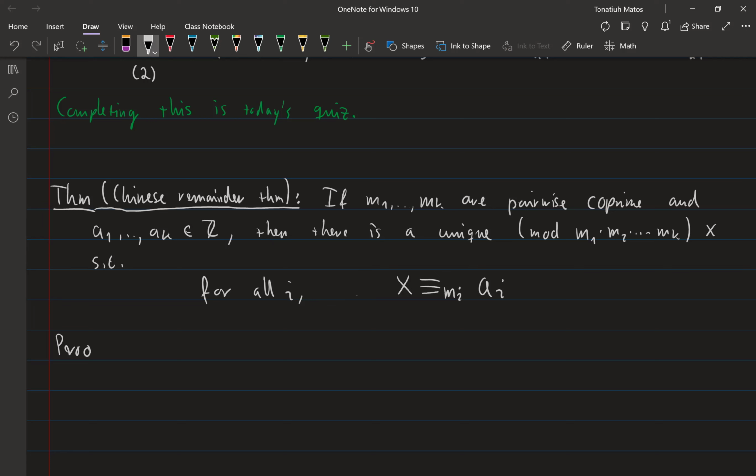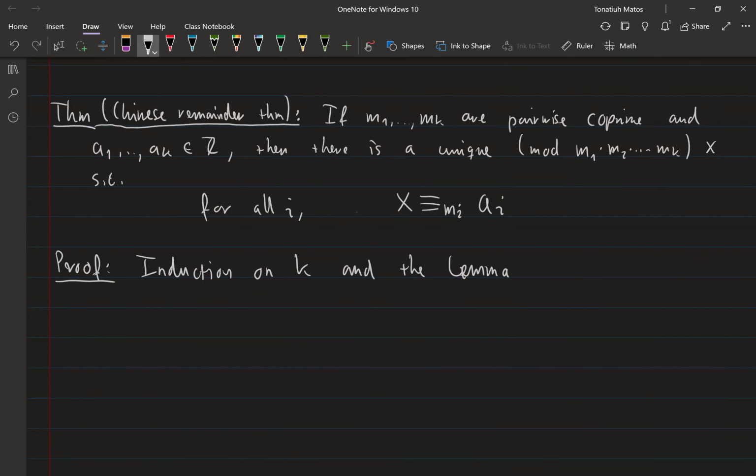And the proof, which I will not complete, but it is very straightforward, is induction. Use induction on K and the lemma. You have to use the lemma exactly twice. Once for the base case, which is K equals 2, because K equals 1 is trivial, right? K equals 1 is just the statement said twice, basically. K equals 2 is the lemma. And for the inductive step, you are going to need the lemma again by first simplifying a bunch of congruences and then adding the last, the k plus 1, congruence, right? So induction on K and the lemma.